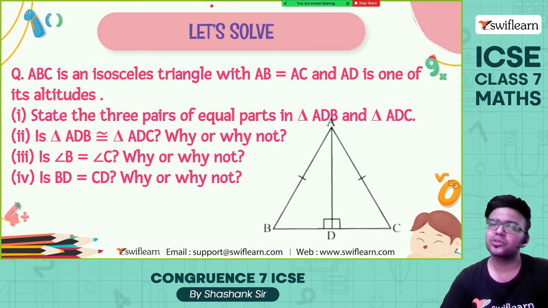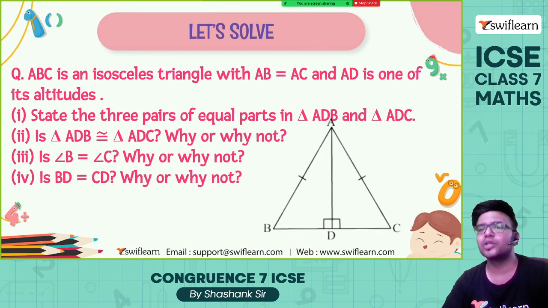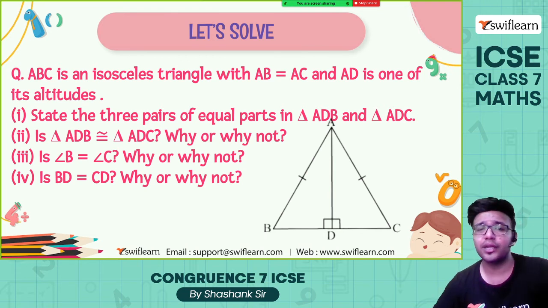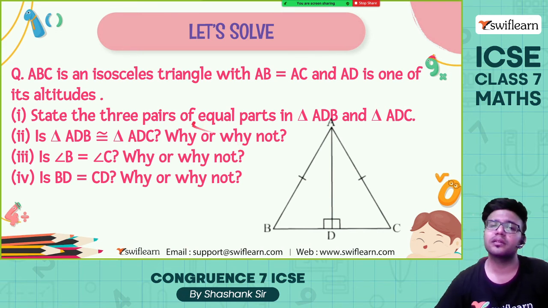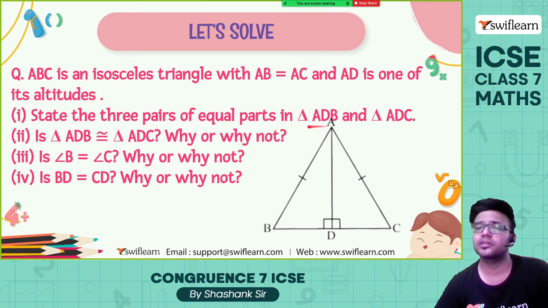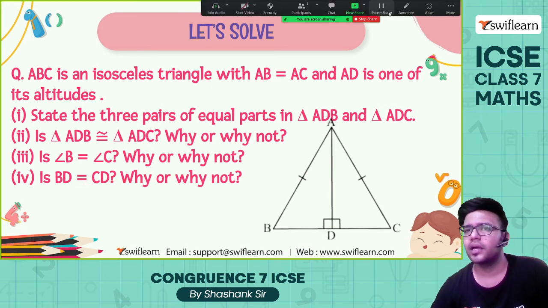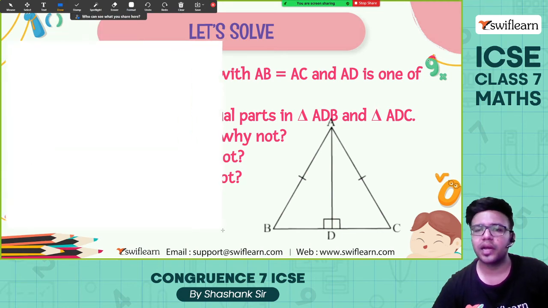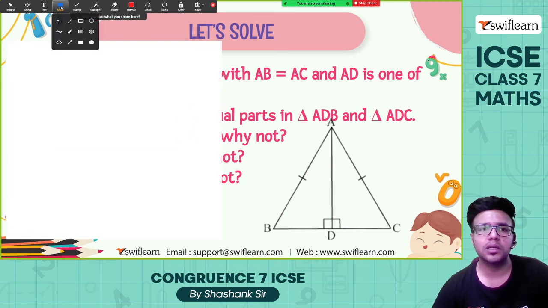ABC is an isosceles triangle with AB equal to AC, and AD is one of its altitudes. State the three pairs of equal parts in triangle ADB and triangle ADC. Is this triangle congruent to this? Why or why not? So our main aim is to prove this triangle is congruent to the other triangle.